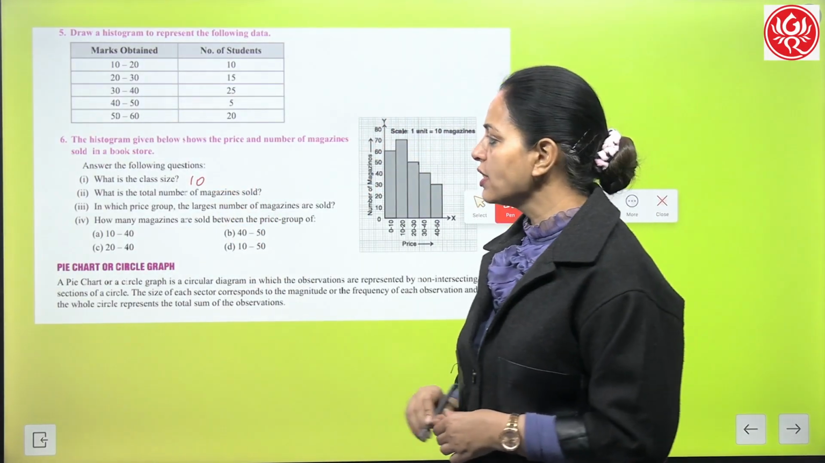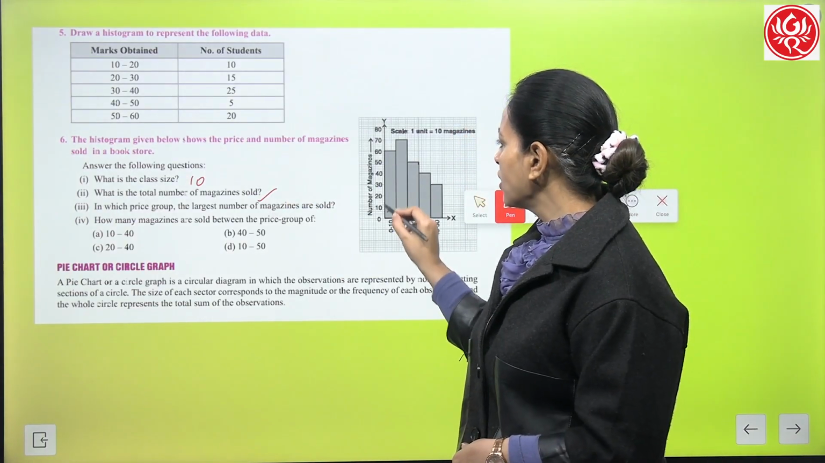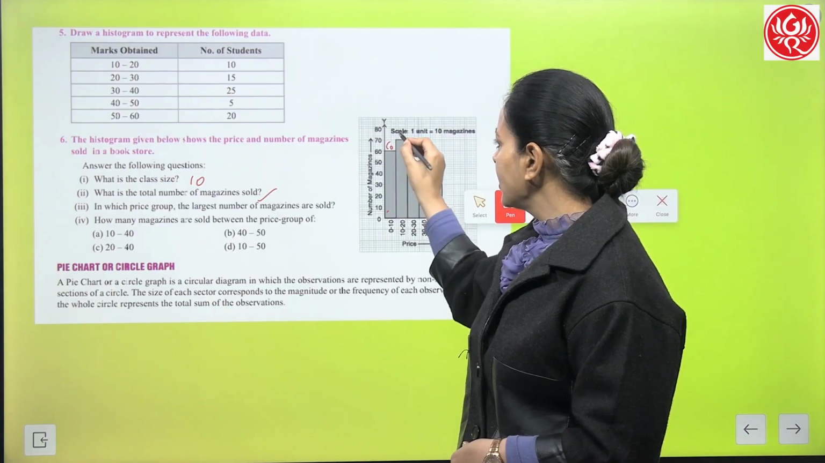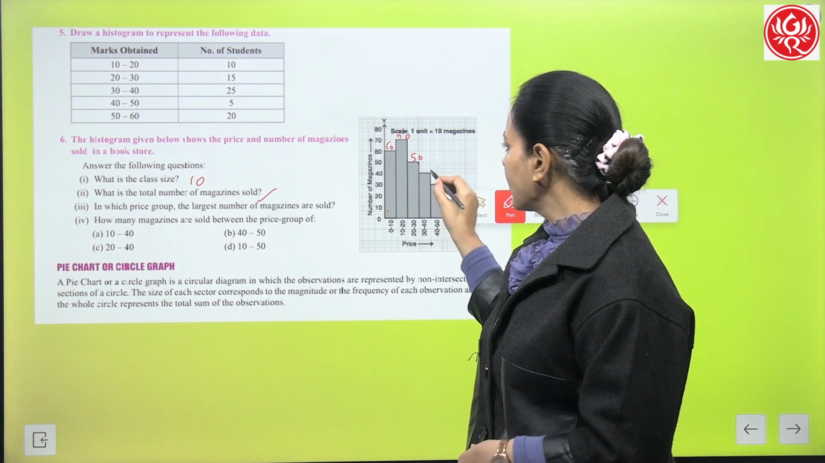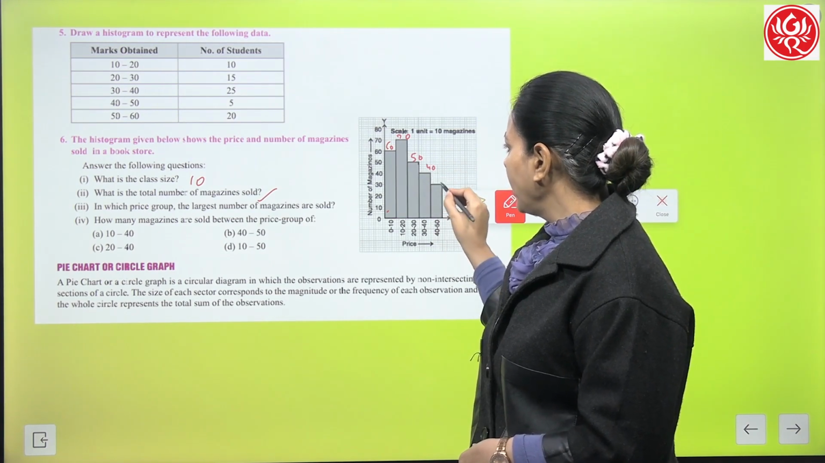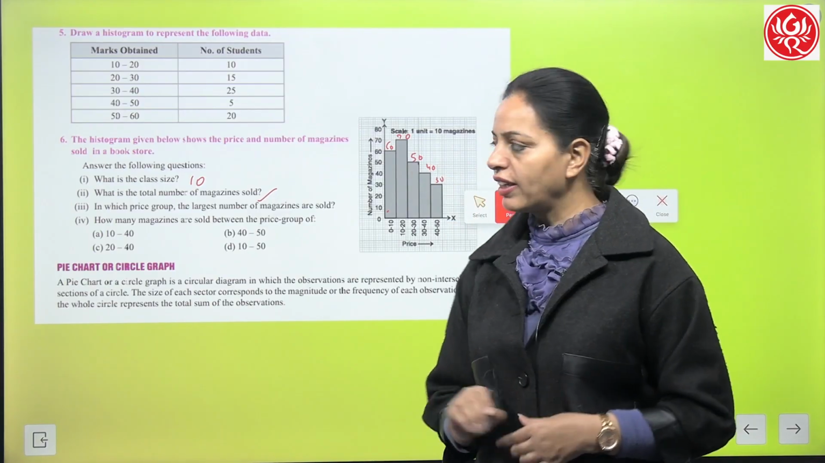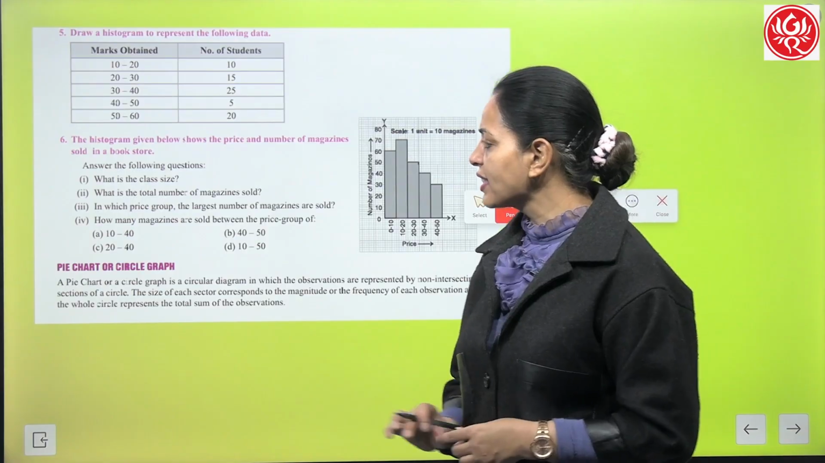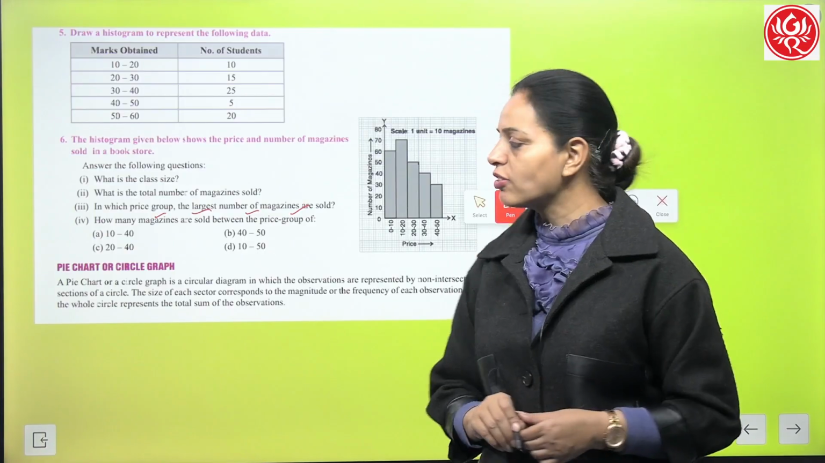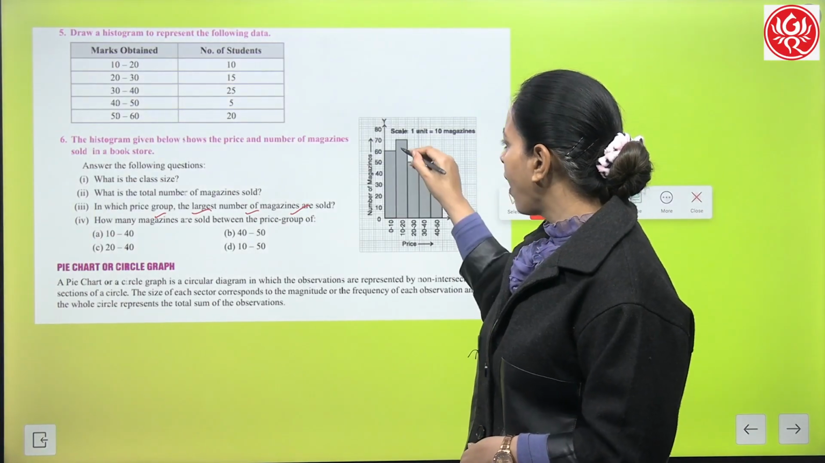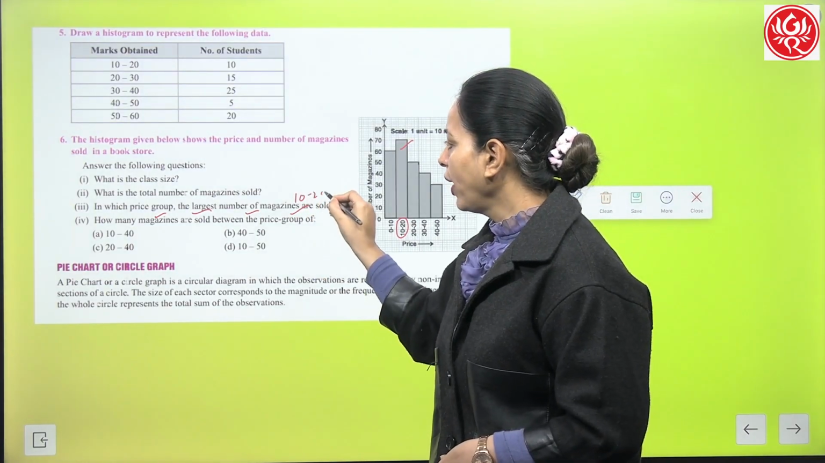The second one, what is the total number of magazines sold? For this interval it is 60, the next is 70, the next is 50, then the next is 40, then the next is 30. So add all these, you will get the answer, right? Now the next is, in which price group are the largest number of magazines sold? The highest bar, this one. Which one? 10 to 20, right?